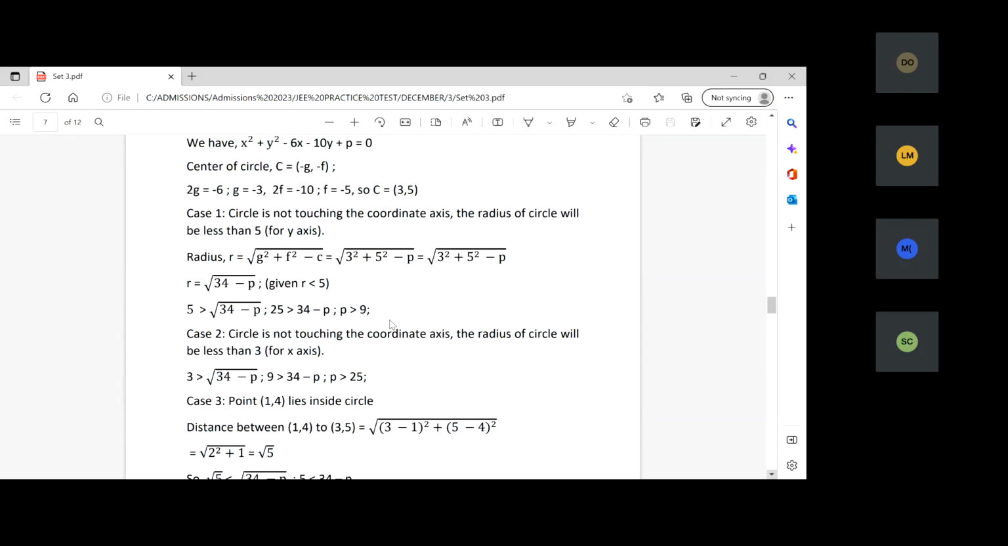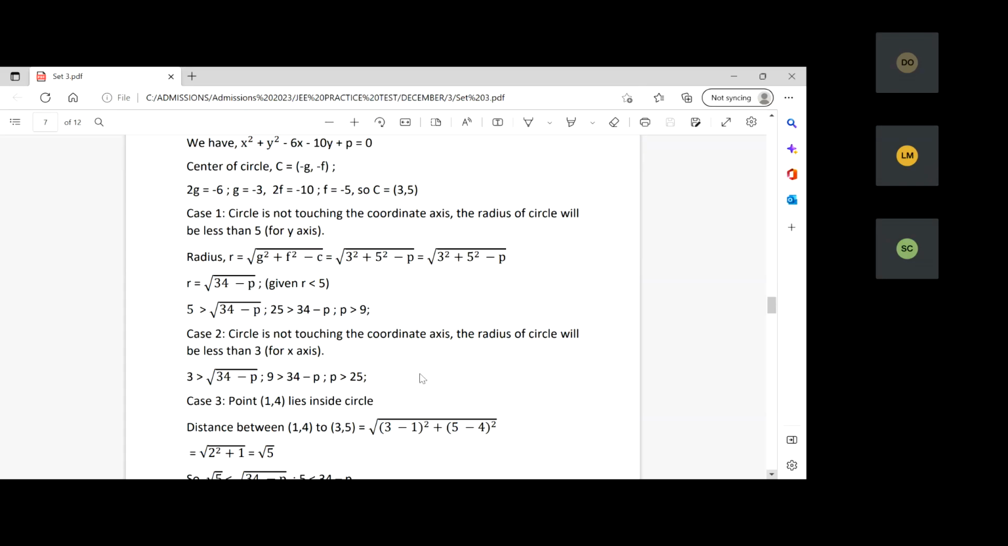Similarly, I have something for the x-axis also. It has to be less than 3. So here, 3 will be greater than root of 34 minus p. This is 9. So solving it, you have the value which is greater than 25. So it's greater than 9, it's greater than 25. So it's greater than 25.